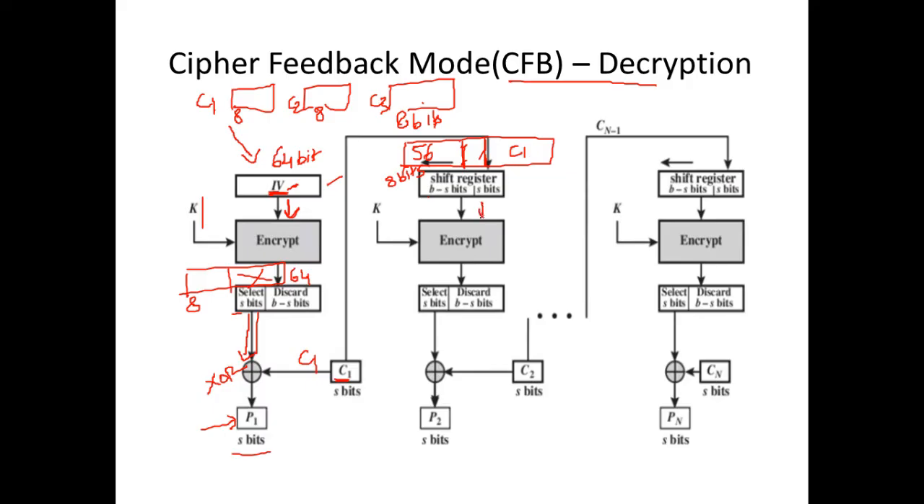And we are going to feed it to an encryption strategy, use the key, and we are going to get 64 bits output. Now in the 64 bits, we select the first 8 bits, discard the remaining 56 bits, and those 8 bits from the encryption strategy will be XORed with ciphertext block 2. In decryption, we always work with ciphertext to get the plain text. When you XOR it, you'll get plain text 2. So that's how decryption happens in cipher feedback mode.